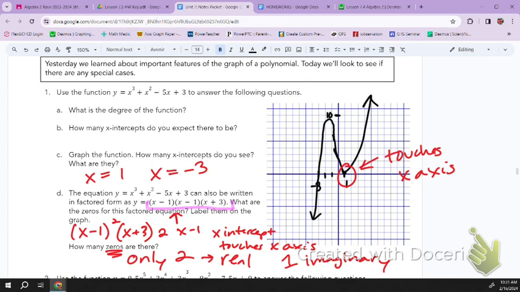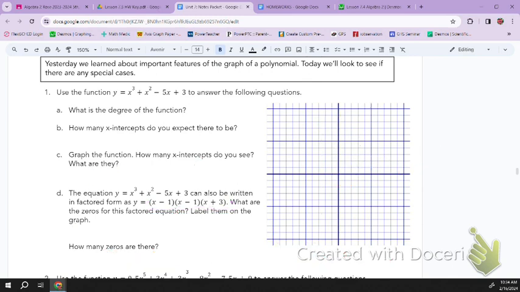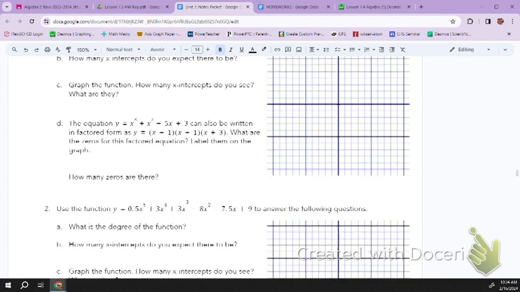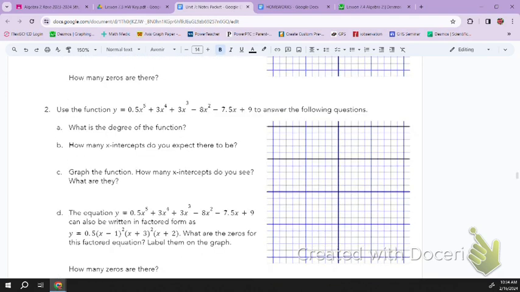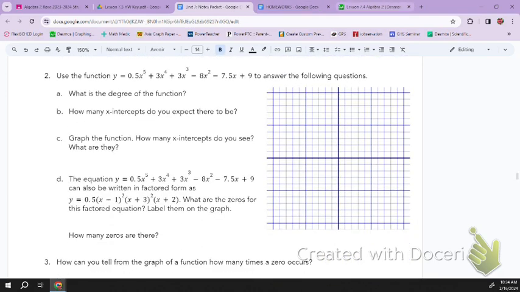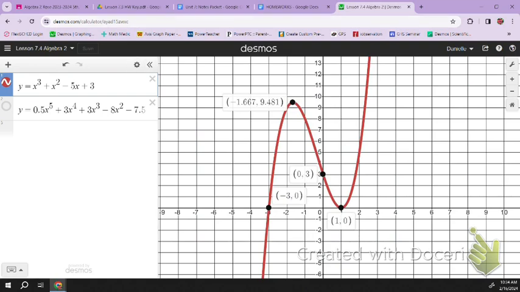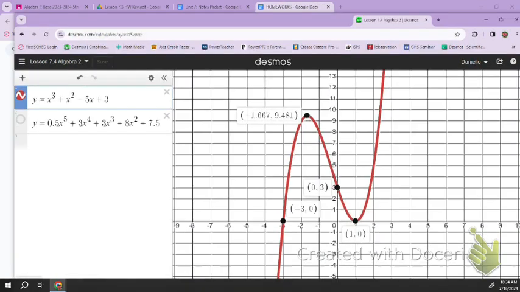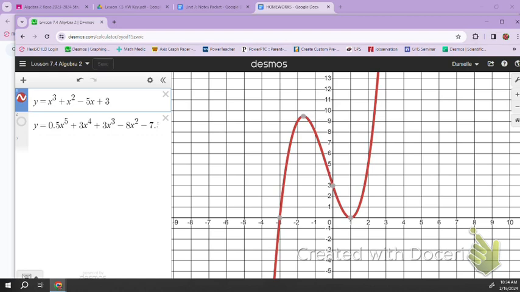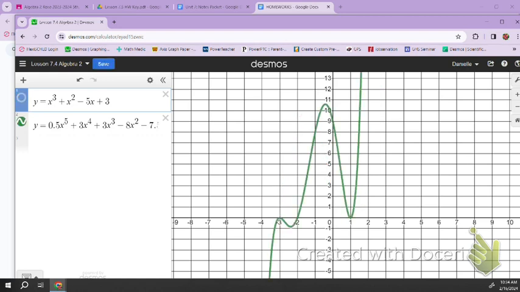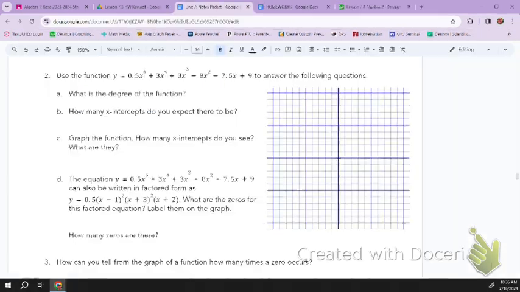Right now, I want you to use your Desmos graph, and I want you to do number 2. When you're on the Desmos graph that I made for you guys, if you unclick the red one and click this one, you can just look at the second one. So right now you're answering questions about number 2.